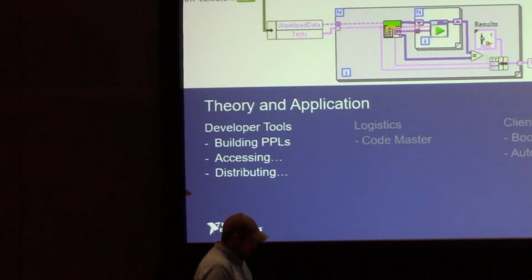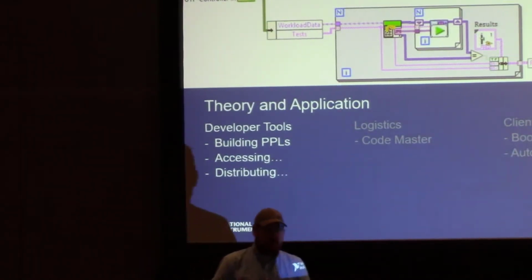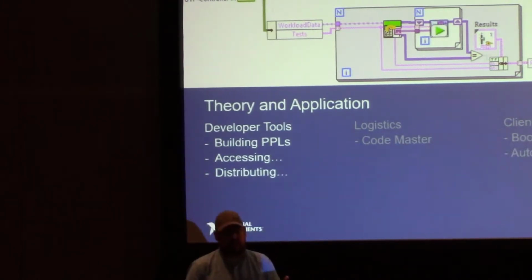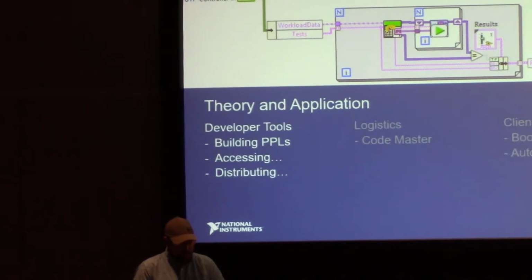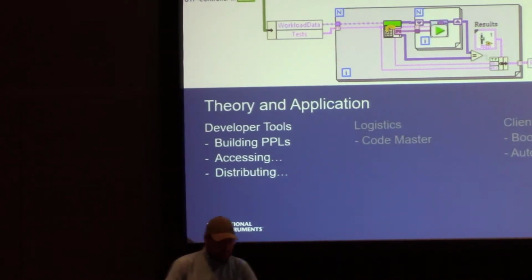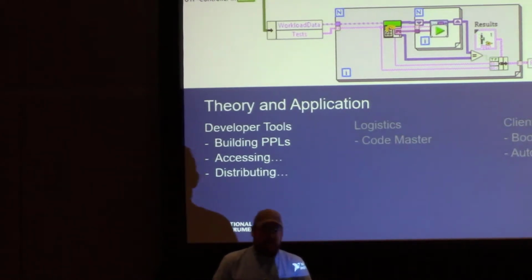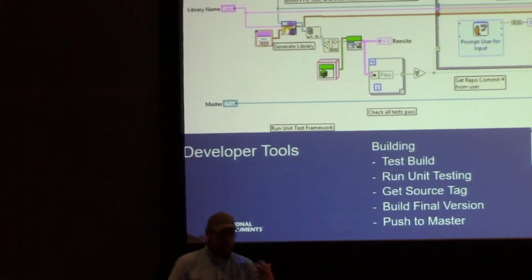So let's talk about the first part. The first part that I mentioned before is developer tools. You need to have some tools available to you that you're going to use over and over and over again as you're building your software. And those are how you build your Pack Project libraries, how you access your Pack Project libraries, and then how you distribute those Pack Project libraries, the source code that you're going to need to make those things happen.